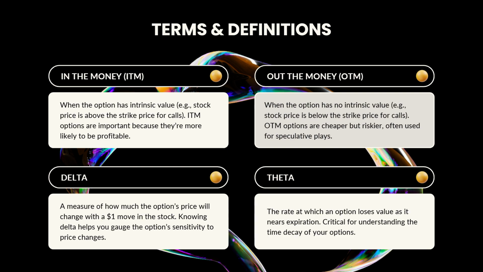Delta and theta are Greeks, and delta is a measure of how much the option's price will change with a dollar move in the stock. Knowing delta helps you gauge the option's sensitivity to price changes. And theta, the rate at which an option loses value as it nears expiration, critical for understanding the time decay of your options.